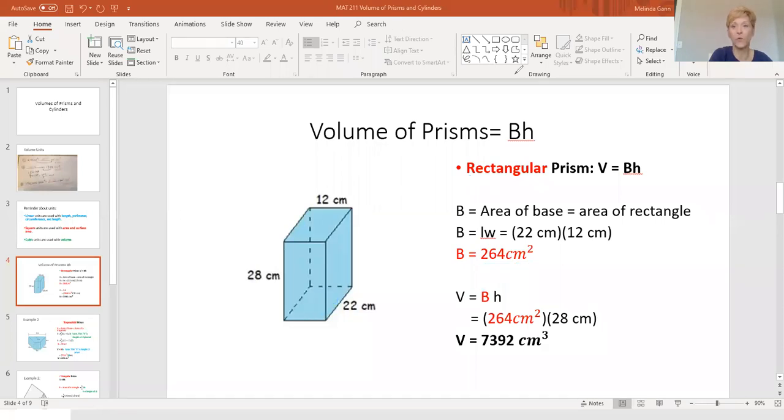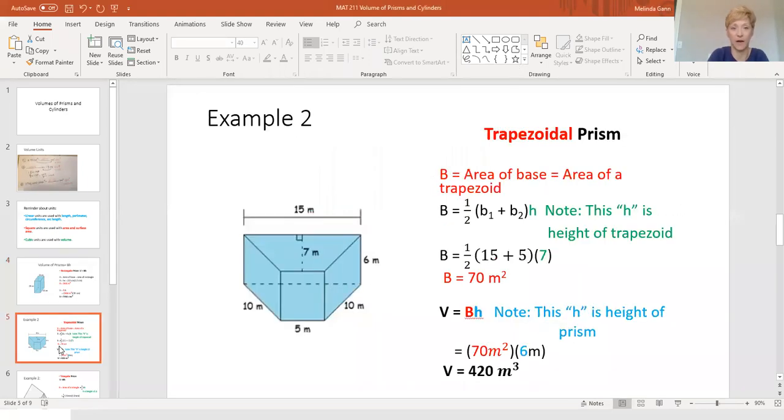Okay, and let's go do one that's not a rectangular prism. That's a different kind of prism. Now, this is one you've seen before when you were doing surface area. See, most of the sides are rectangles, so that's how I know it's a prism. Well, how do I know what kind of prism?